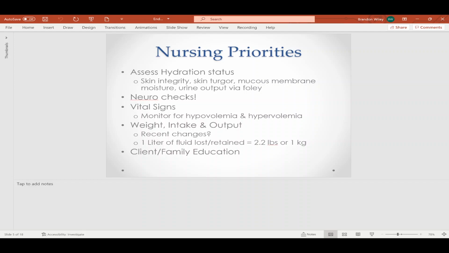All right, and then client family education. So it's important at this time when you're talking about these disease processes, foods that can kind of increase your diuresis. What's some foods that can increase diuresis? Coffee, caffeine. So I know everybody probably drank caffeine prior to class. Yeah, caffeine is a natural diuretic. Watermelon, because it's got water in it. So just some client and family education. We'll talk more about it when we talk about the actual disease process.